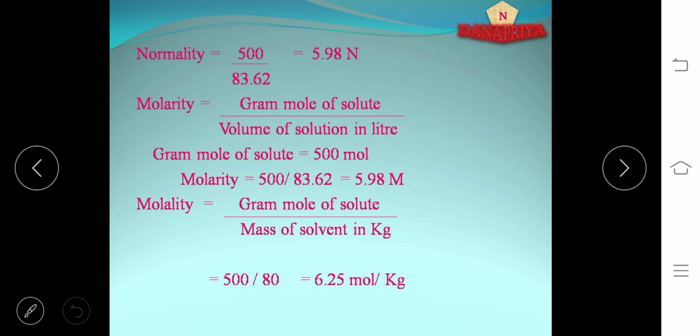Then molality. The formula for molality is gram mole of solute divided by mass of solvent in kg. Gram mole we have already found, so 500 divided by mass of solvent, which we found, that is 100 minus 20 is equal to 80. So mass of solvent in kg is 80. Then the value is 6.25 gram mole, so the unit is mole, divided by mass of solvent in kg, so the unit is kg. So the unit for molality is mole per kg.